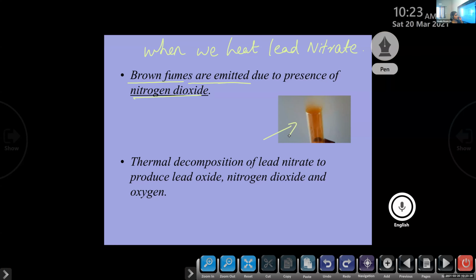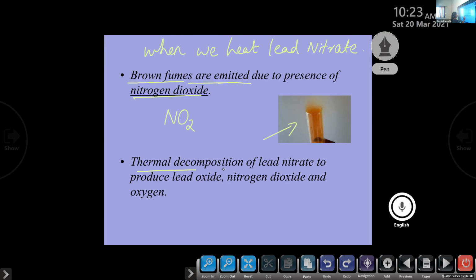Look at this test tube. The mouth of the test tube is brown in color, right? It is due to the formation of brown fumes. That means brown gases. So when we heat this lead nitrate in a boiling tube, after some time brown fumes will be emitted. It is due to the presence of nitrogen dioxide, NO2. Clear?